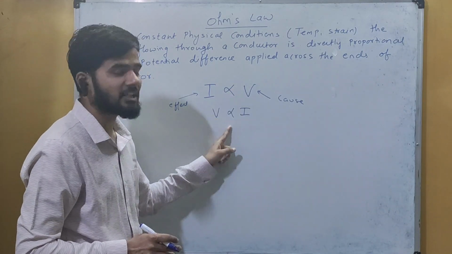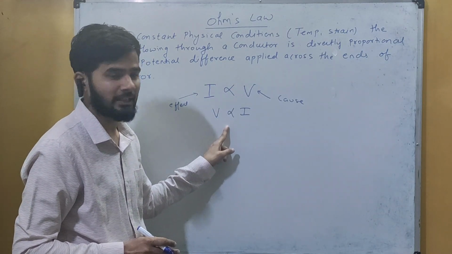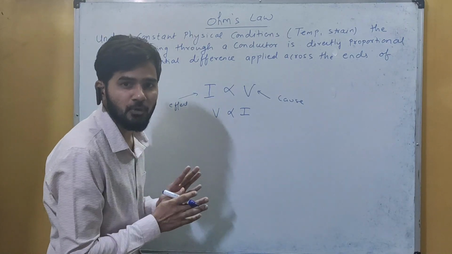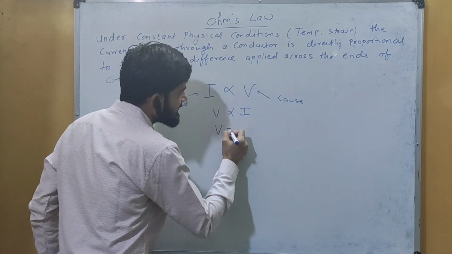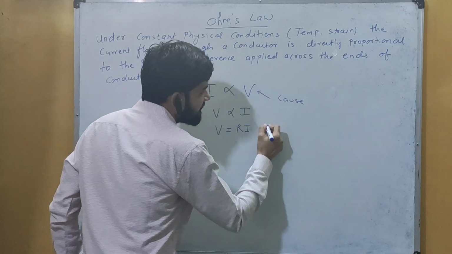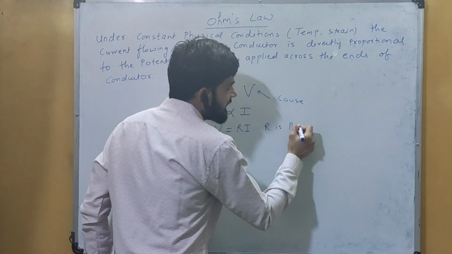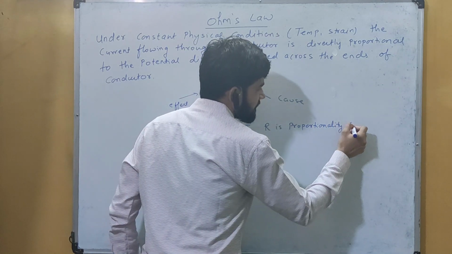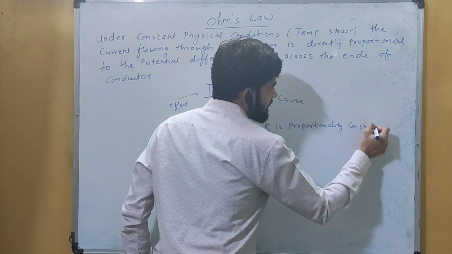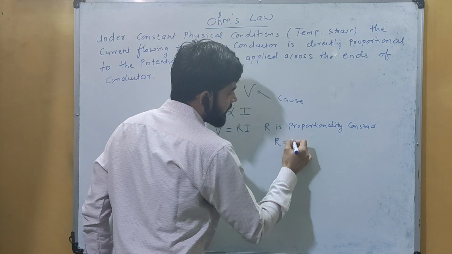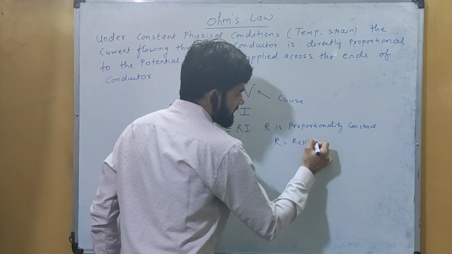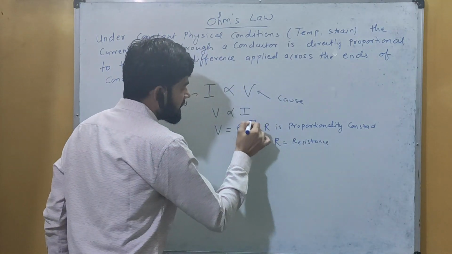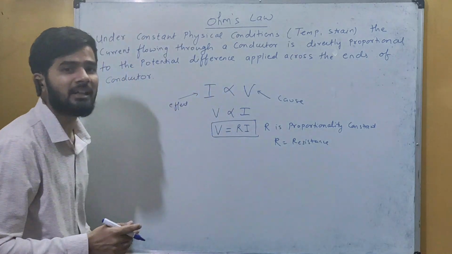Okay, so I can change it. V is proportional to I. Now here we have to remove this proportionality sign. So I can write V equals R I, where R is the proportionality constant. And this proportionality constant R is called resistance. So here this is an important formula, V equals R I.